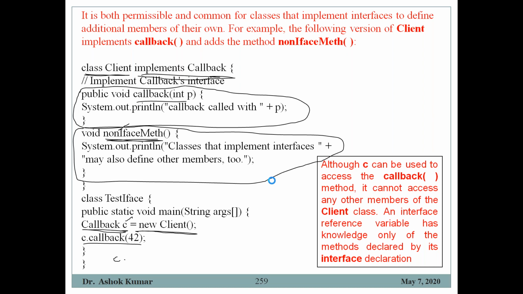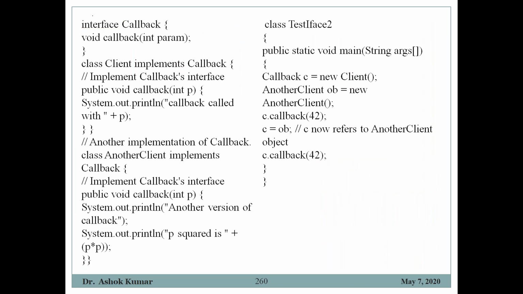Here is another example. We have one interface. Its name is again the same, callback, and there is one method declared in it, callback. Again, the name is the same, and we are implementing this method and creating a new class client. This is the method callback.